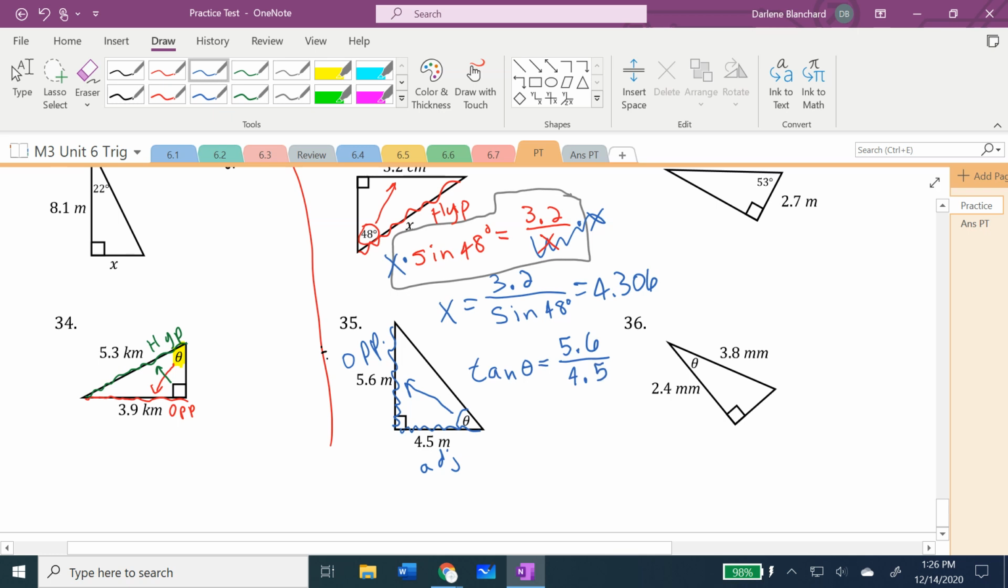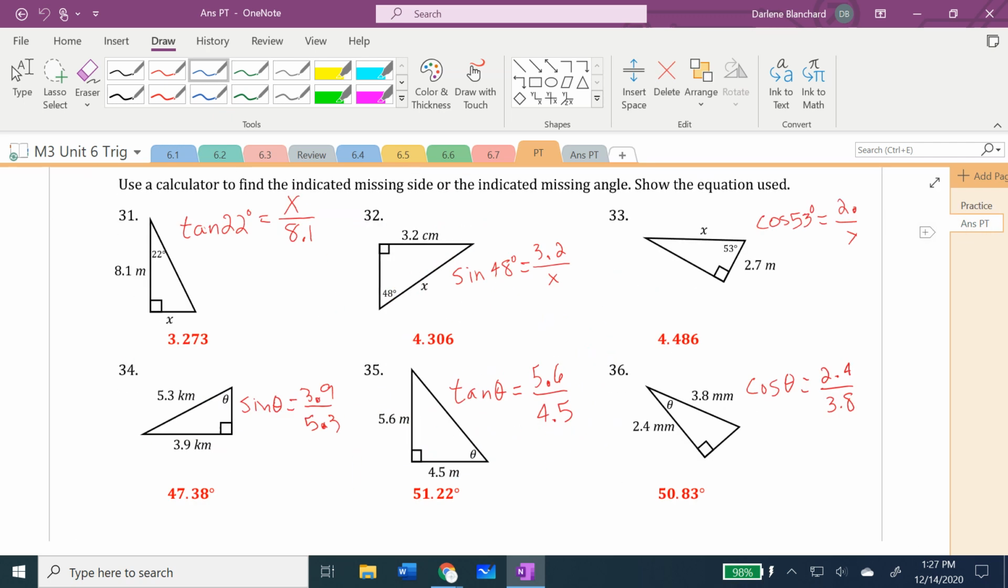Then with your calculator, you need to make sure that you have a parentheses around that division, and you're going to use your inverse tangent button on that division. And you need to make sure you're clear how your calculator expects you to input. And the result is 51.22 degrees.